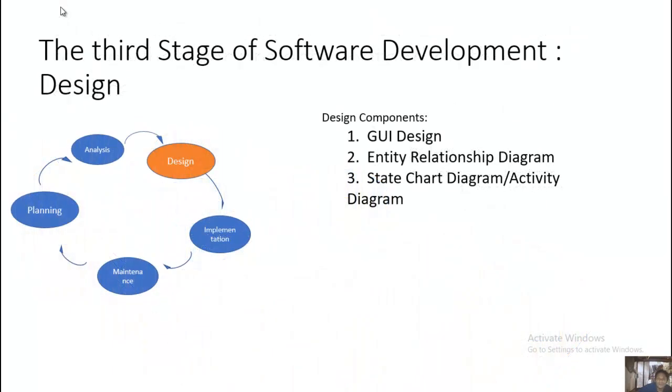So how do we design this? There are three areas of designing. First, we design the graphical user interface. Second, we design the entity relationship diagram if there is any data to relate to. And third, the state chart diagram or the activity diagram that tells about certain states and activities within the system.